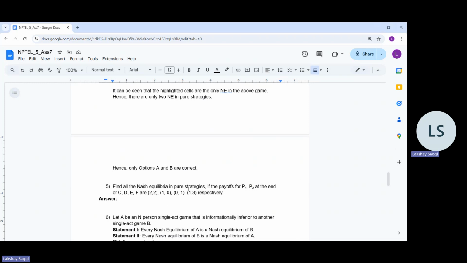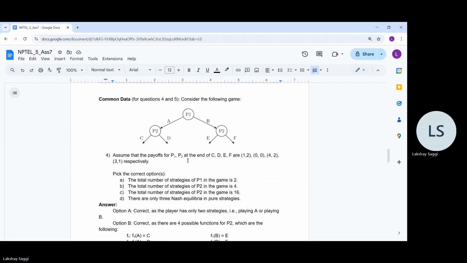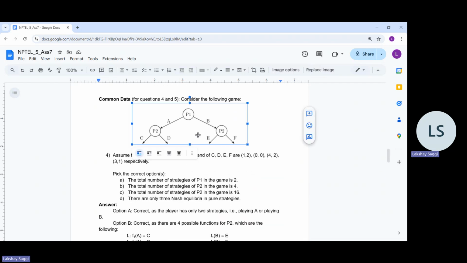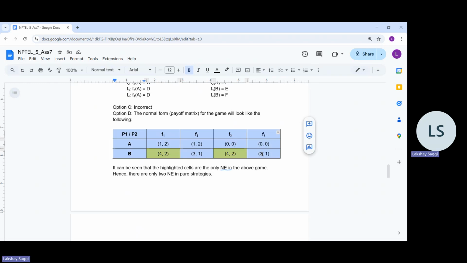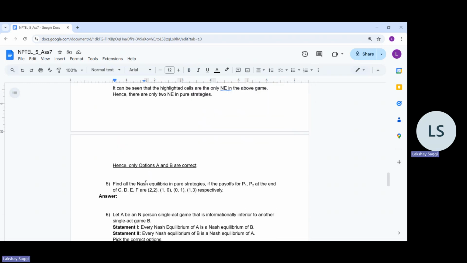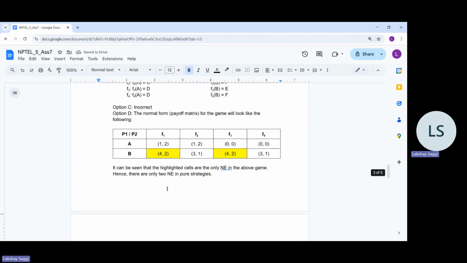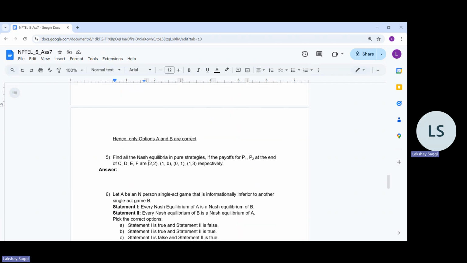So the fifth question is again for the same game, but now the payoffs are different. So we have the same extensive form game, but the payoffs for C, D, E, F are different now. What we have to do is find all the Nash equilibria in pure strategies in this kind of game. So we again have to convert the game into its normal form. And we'll have to change the payoffs corresponding to these payoffs now.